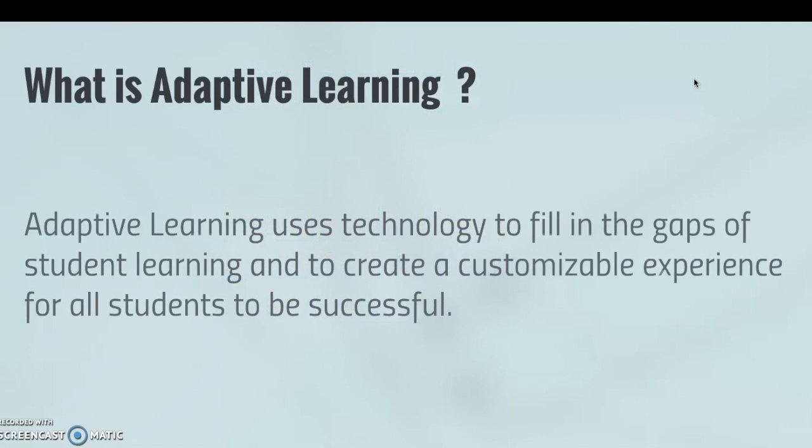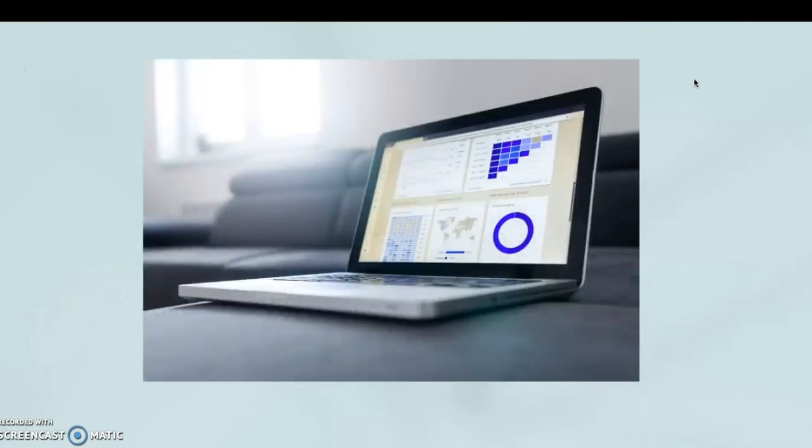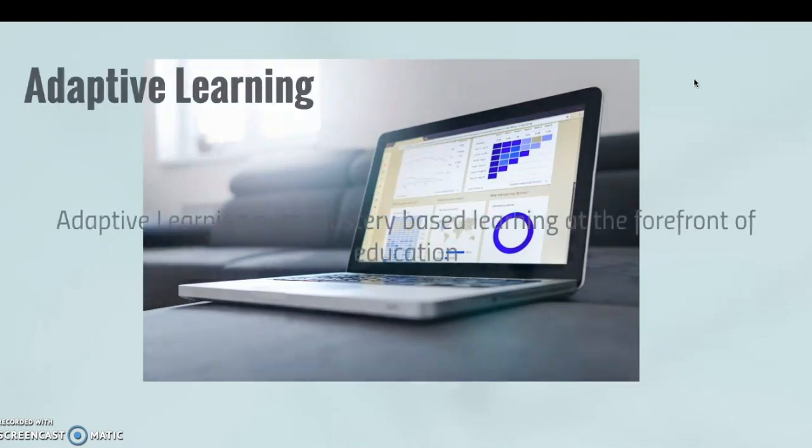Adaptive learning uses technology to fill in the gaps of student learning and to create a customizable experience for all students to be successful. Adaptive learning tracks student data to help students learn new skills, fill in the gaps, and extend learning. Think back to the last time you had to reteach a lesson. Adaptive learning uses technology to differentiate instruction for all students.